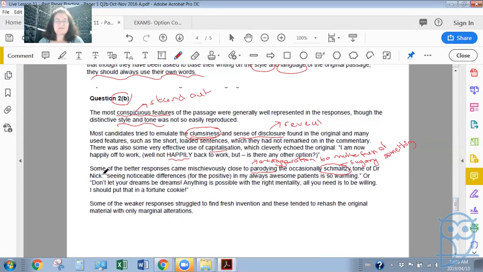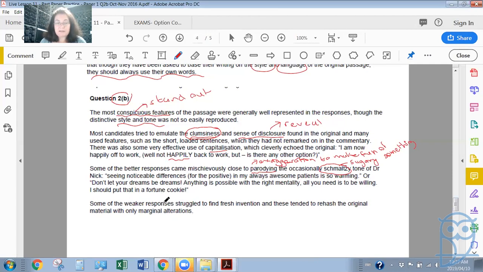Or something else they've written: don't let your dreams be dreams. Anything is possible with the right mentality. All you need is to be willing. I should put that in a fortune cookie, okay? So they're trying to just emulate the word. He's so positive and so, not naive, but he's almost a bit over the top about what he wants to do. But that's what people do when they get passionate about things.